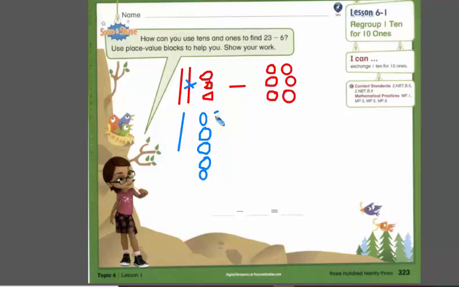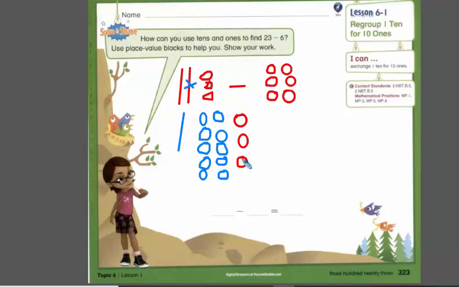Here, 5, and 5 more. One, two, three, four, five. So now I have 5 and 5, 10, instead of 1 ten. And don't forget, at the beginning I had 3 in the ones. These are the ones. I will not change them. I just replaced 1 ten. I exchanged it with 10 ones.